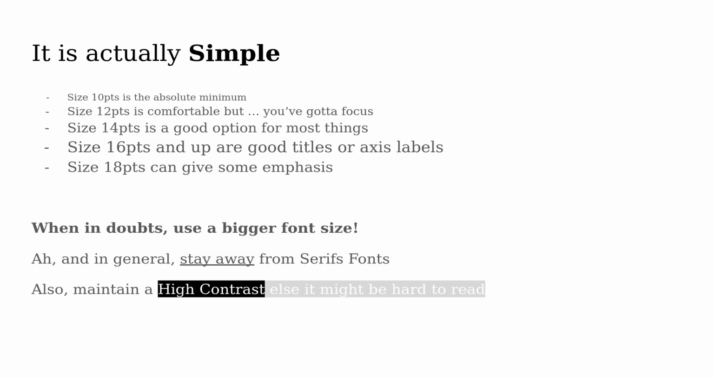So avoid poor legibility by using the right font size, right? 10 point is the absolute minimum. Don't ever go under 10 points. 12 point is comfortable, but it's a bit small, honestly. So go into the 14 to 18 points. This is sort of the good range normally for the font size. You can go above 18 for massive titles and stuff like this, but for figure making, usually the 14 to 18 is going to be the sweet spot.